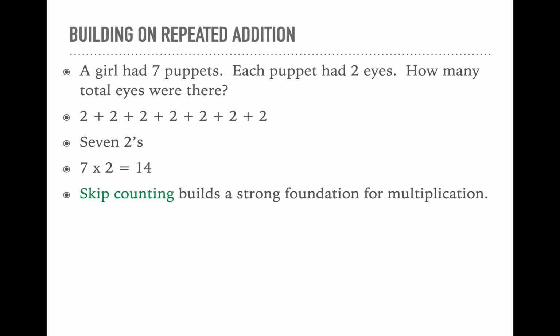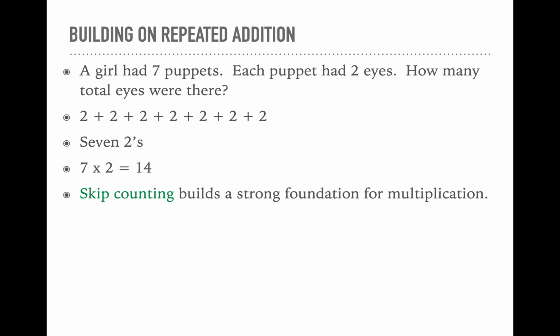We have 7 puppets with 2 eyes. We want to add up 7 2s. And that's what multiplication means. It's the same question we did before, just a different way of posing it. So helping students see that connection is really vital. And this is where we see how skip counting becomes a really big foundational principle for multiplication. It is a skill that's worked on in the early grades and the standards. So 7 times 2, we could realize that's 7 2s: 2, 4, 6, 8, 10, 12, 14.